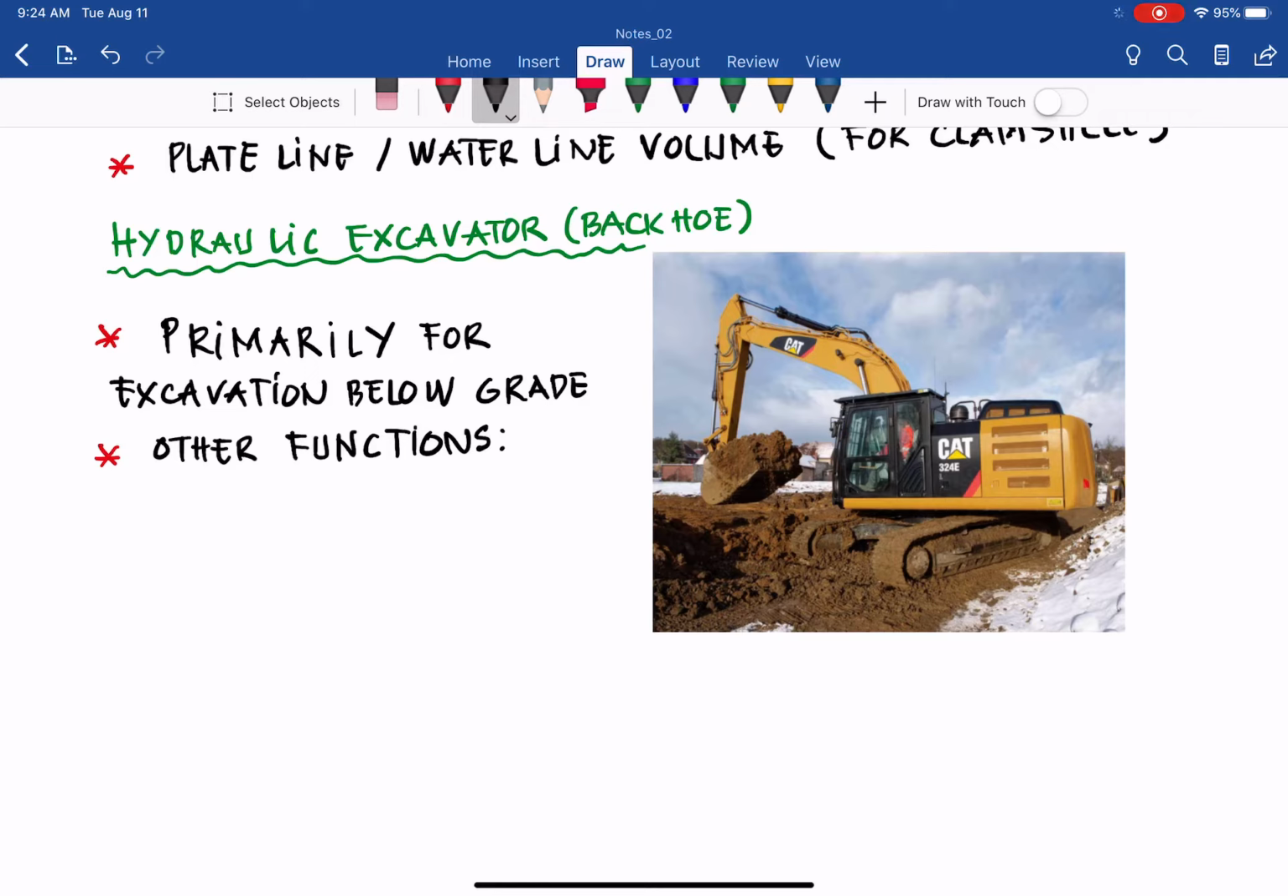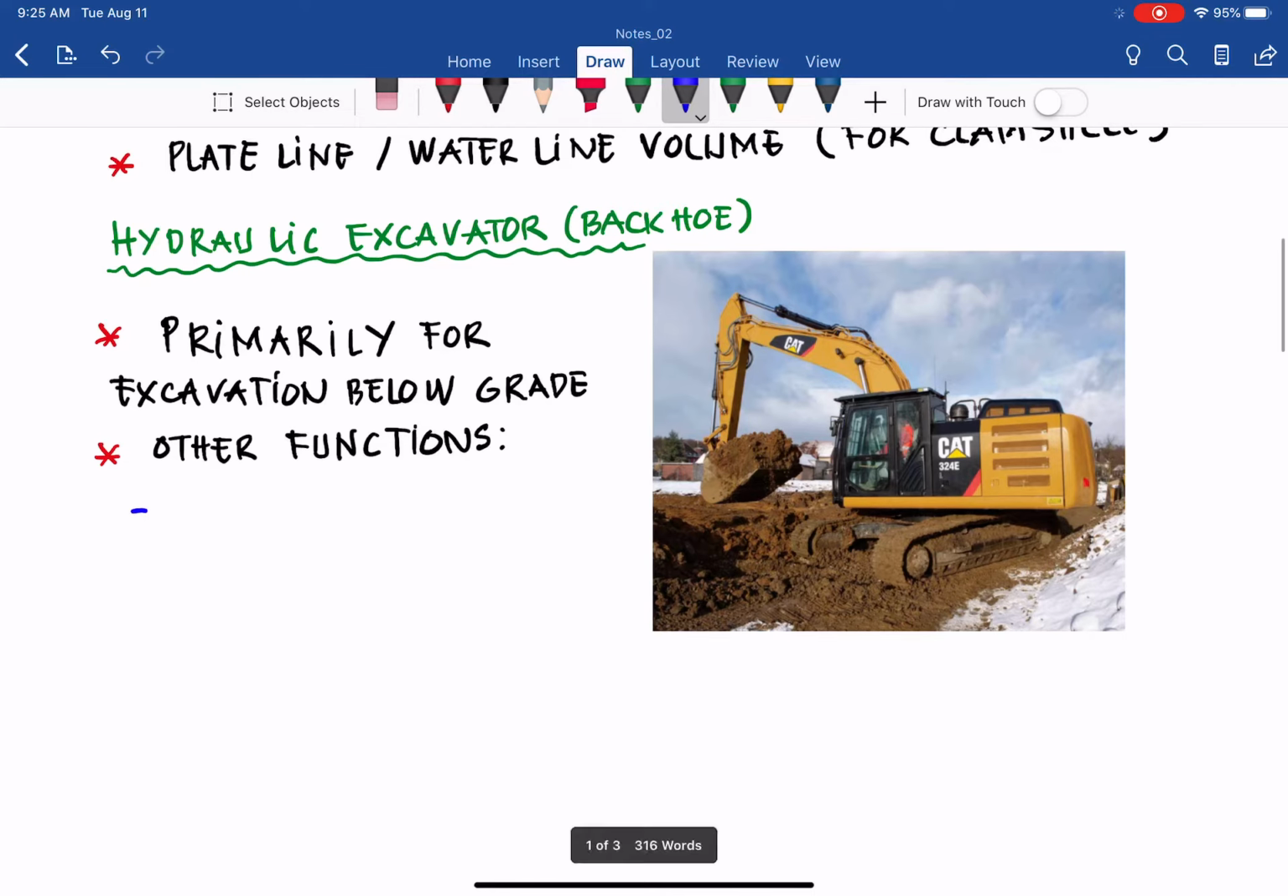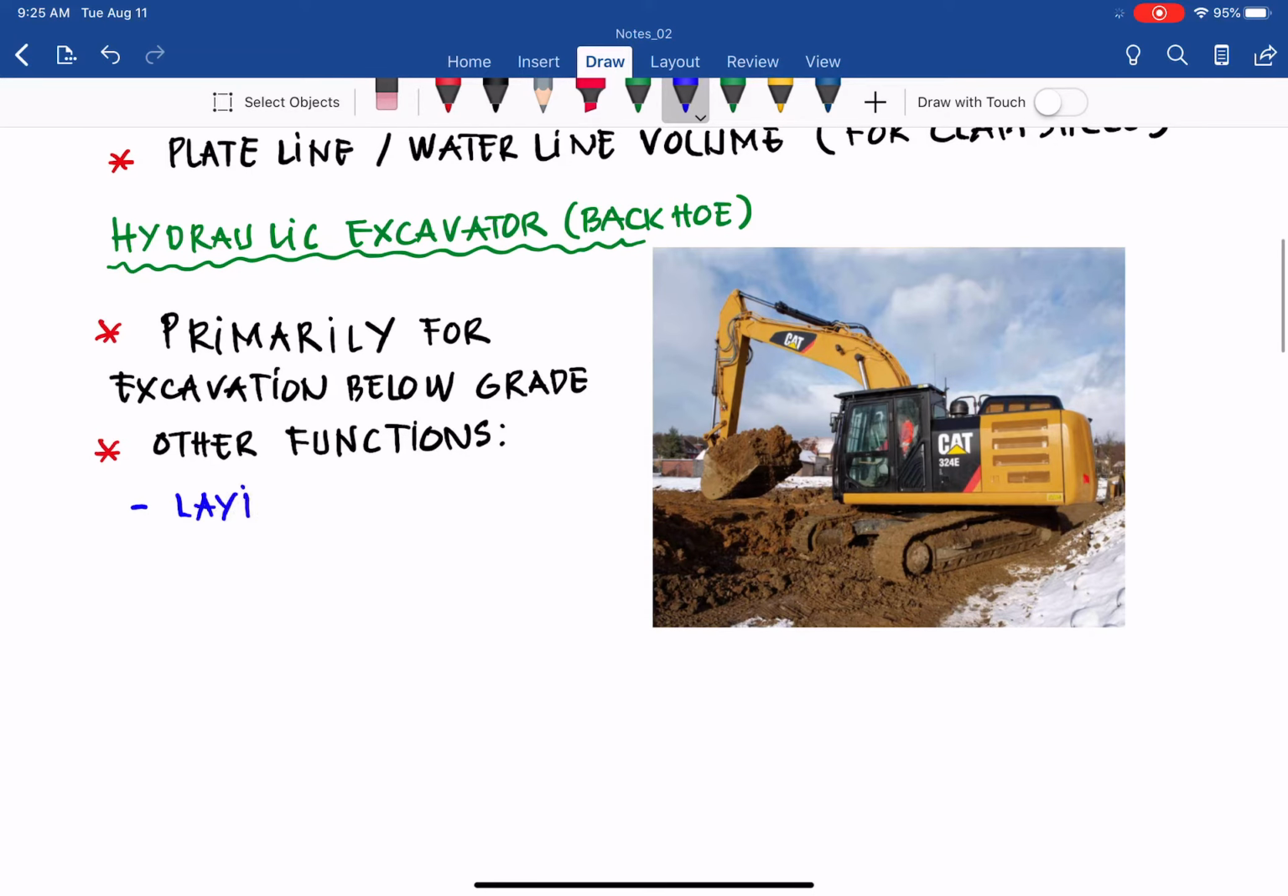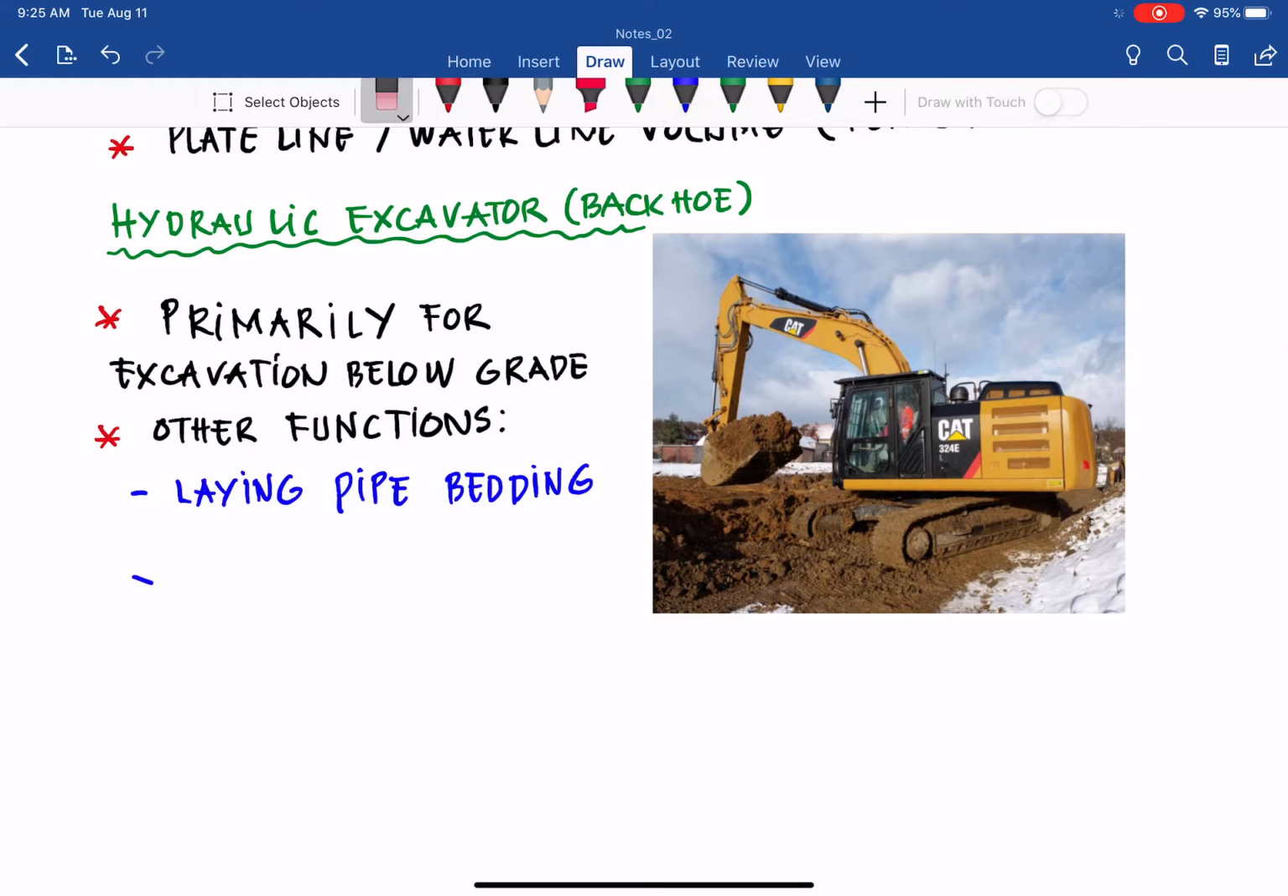It can lay pipe bedding. So you can use the bucket here for laying pipe bedding. And I think if you drive around, when you see pipe work, you may see a hydraulic excavator or backhoe doing that function as well. So it can lay pipe bedding, and placing pipe, for sure, you can use it.